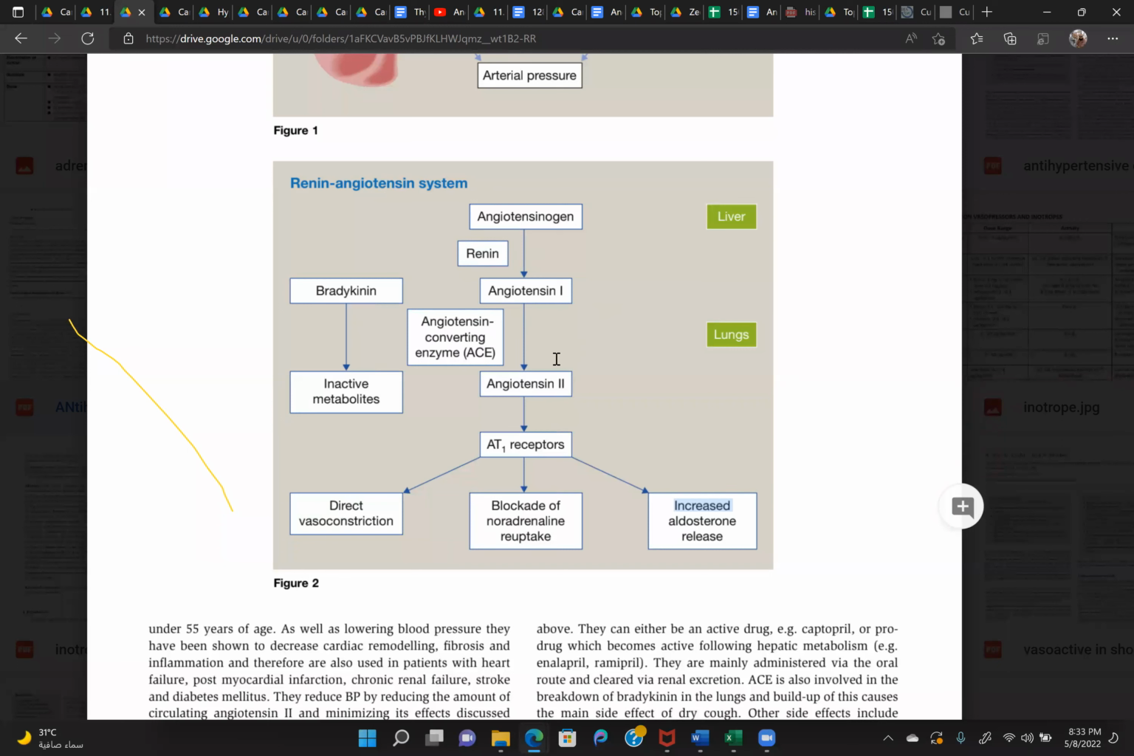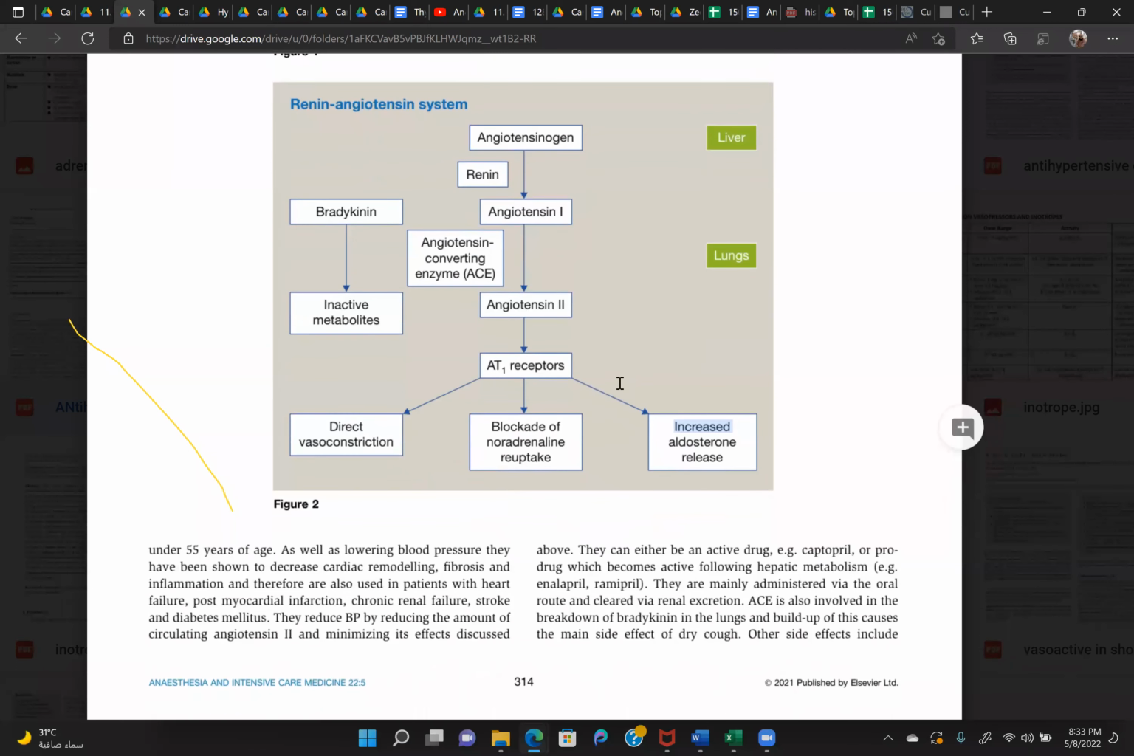So what will be the net effect of ACE inhibitors? They will be blocking this, because angiotensin 2 itself is a vasoconstrictor, and it also increases the secretion of aldosterone. Okay. So this is the third thing which you should be knowing: the blockade of noradrenaline reuptake. This is, I think, a minor effect. The main effect is this vasoconstriction and aldosterone.